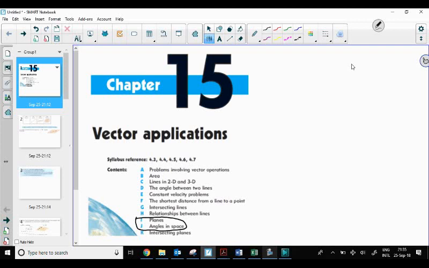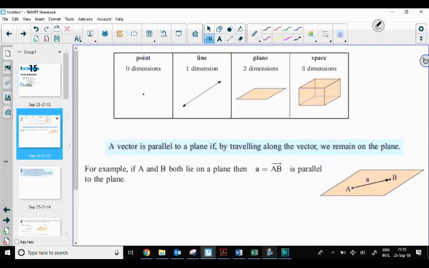All right, my beautiful children, this video is all about planes and angles in space, which just means the angle between a line in a plane or the angle between two planes. Let's jump in. We're going to start off with a brief discussion about dimensions.